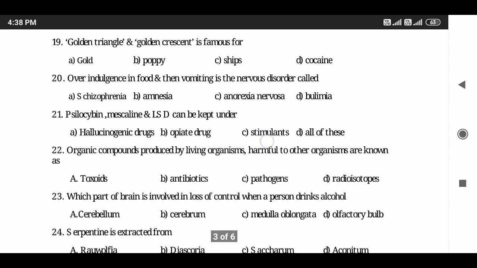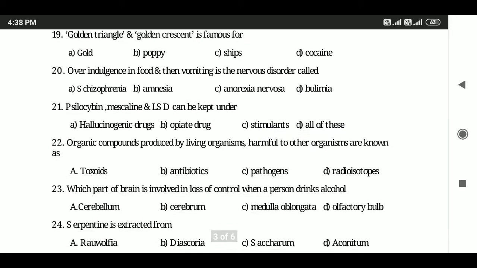Overindulgence in food, then vomiting, is a nervous disorder called schizophrenia, amnesia, anorexia nervosa, bulimia. Schizophrenia, amnesia, and anorexia nervosa are not related to eating and vomiting, whereas bulimia is a disorder of overeating and indulging in vomiting. So it is D.